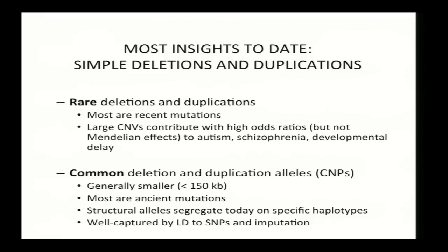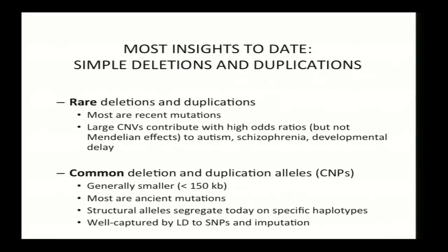So most insights today come from simple deletions and duplications. And in particular, today I've emphasized these results from rare deletions and duplications. But there's also a whole other universe of common deletion and duplication alleles that are just part of the reservoir of inherited genome polymorphism. They're generally smaller than the really large events that I was talking about just now. And they're mostly ancient mutations.